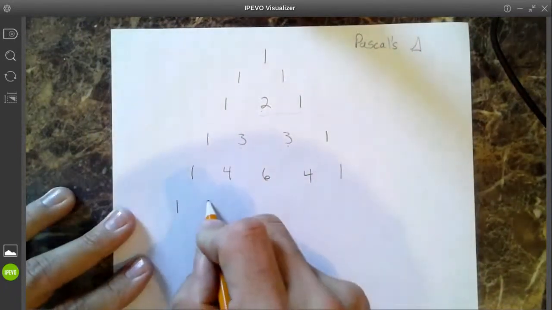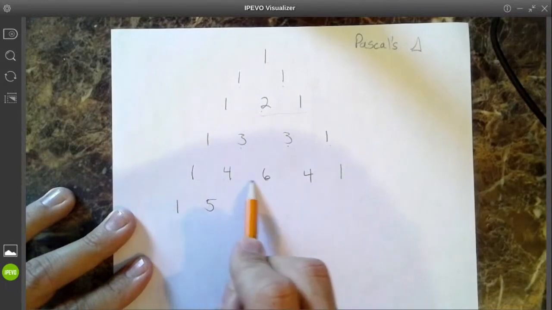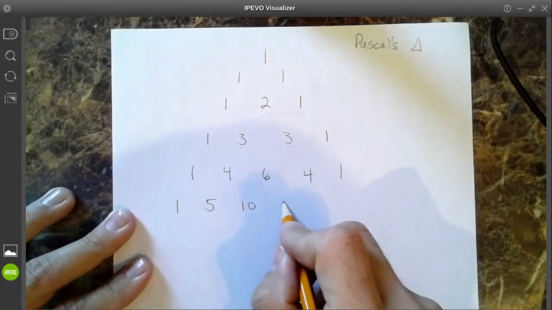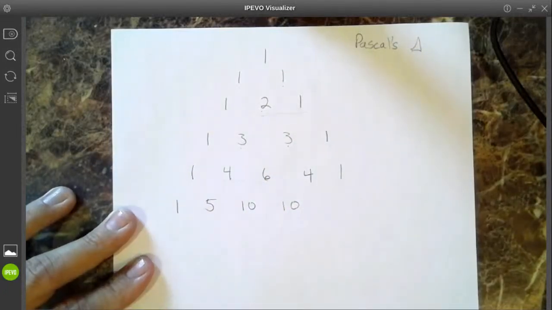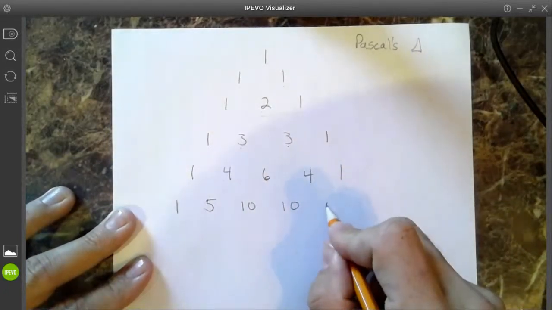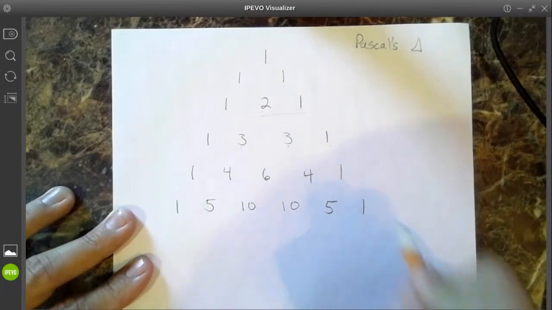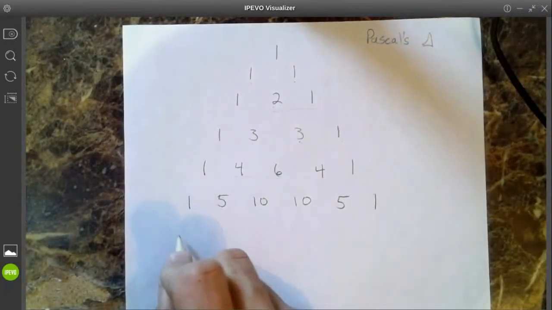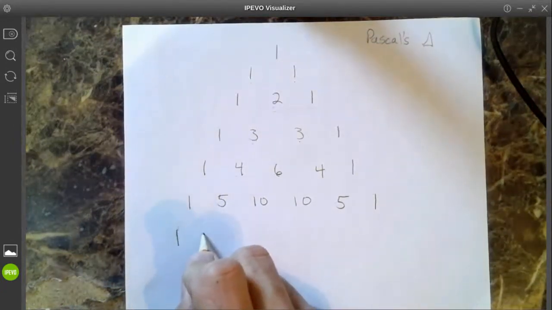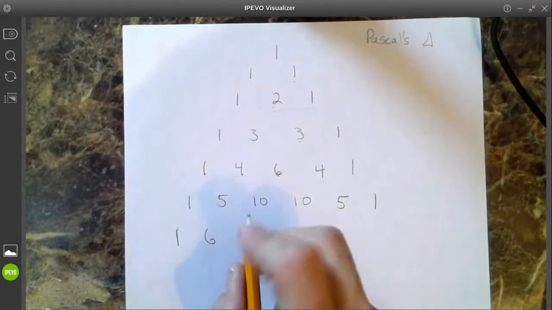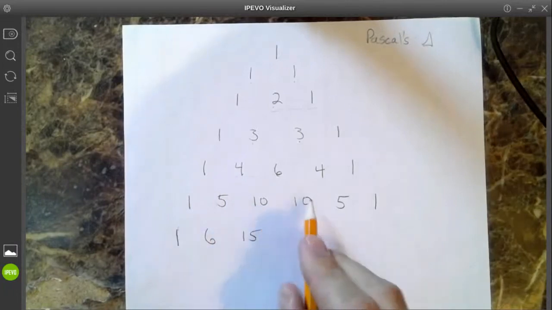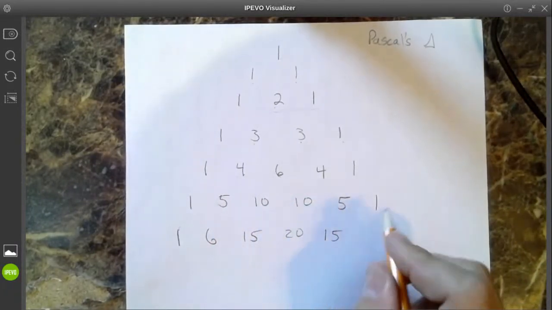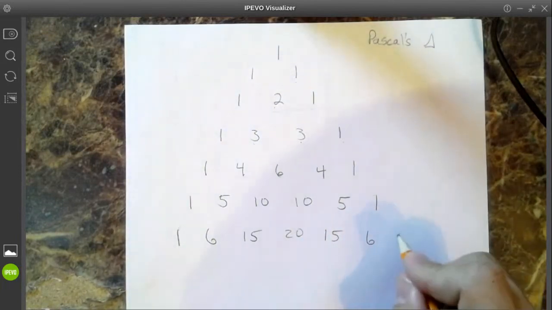1 plus 4 is going to be 5. We'll add these two. 4 plus 6 is 10. 6 plus 4 is 10. And then 4 plus 1 is 5. And then you still have that 1 there at the tail end. All right. 1 plus 5 is 6. 5 and 10 make a 15 here. 10 and 10 make a 20. That makes a 15. 5 and 1 will make a 6. And then you get your 1.